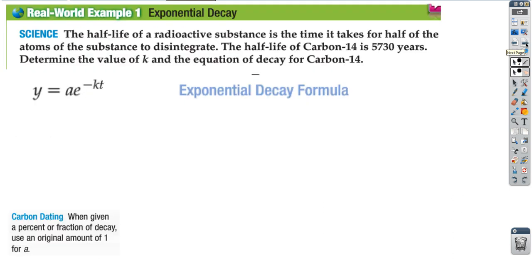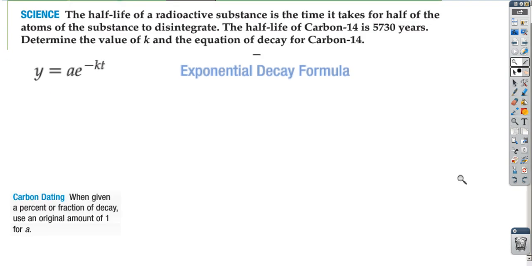Alright, so radioactive substances take a long time to decay. So this will be a decay example. That's why we have the negative KT right there. Half-life refers to how much time needs to pass before half of the substance is gone. So for example, if I have 100 grams of something, after one half-life I would have 50 grams left. Half of it would have decayed from 100 to 50. 50 is half of 100.